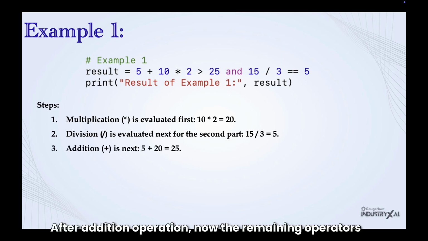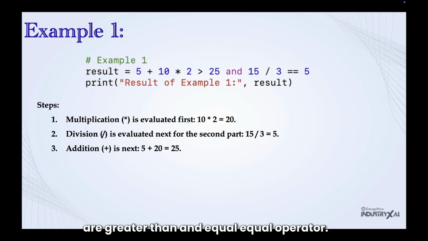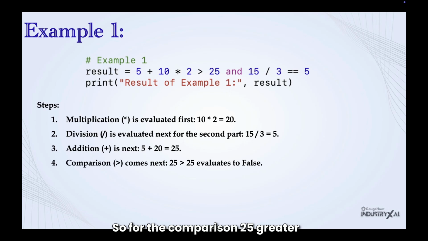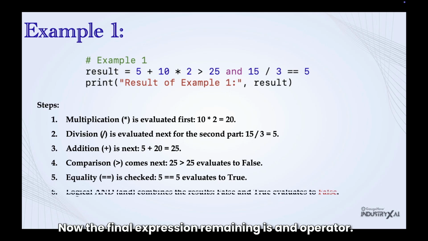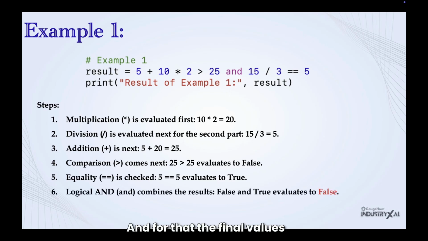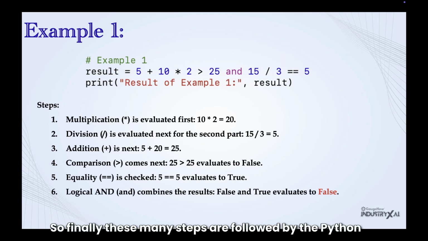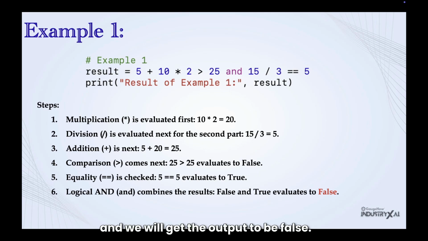After the addition operation, the remaining operators are the greater than and equal operators. So first evaluate the greater than operator. For the comparison, 25 greater than 25 evaluates to false. In the same way, 5 equal 5 evaluates to true. Now the final remaining operation is the AND operator, and the final values available are false and true. So this will evaluate to false. Finally, these are the steps followed by Python and we get the output false.